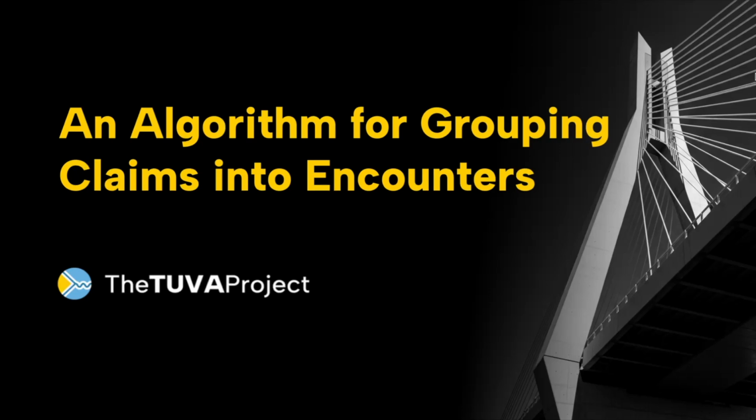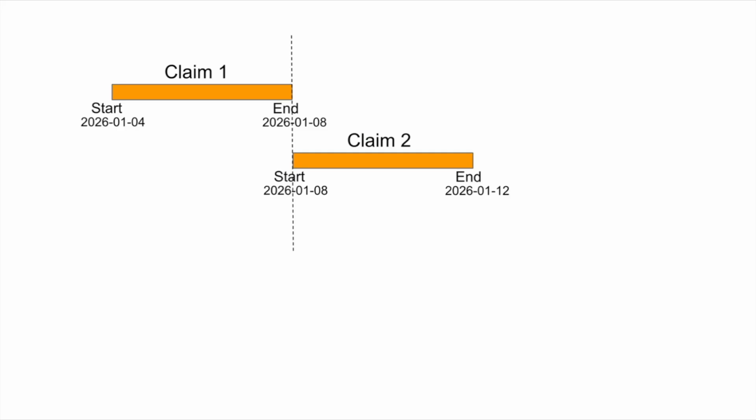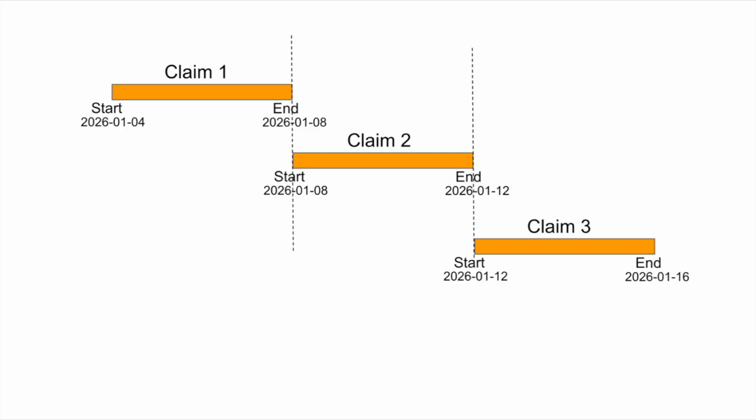Today we're going to talk about an algorithm for grouping claims into encounters. We all know that when we do healthcare analytics, we often start with individual medical claims, and each medical claim has its own start date and its own end date. We're often in situations where we have multiple claims starting and ending at different points in time, and we want to be able to merge these claims into a single encounter when they all belong to the same encounter.